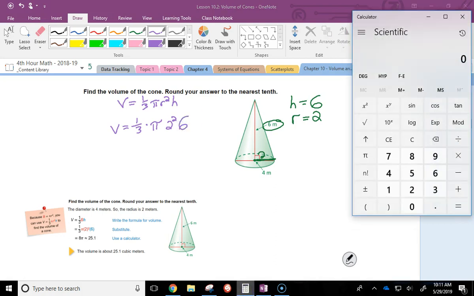I'm showing you how you do this on a calculator. Okay, so I'm going to go pi times 2 squared is 4, times 6, equals, and I get this. Now when I'm multiplying by 1/3, I multiply by the numerator 1, so it's times 1, and then we divide by 3. And I should get something wrong here.